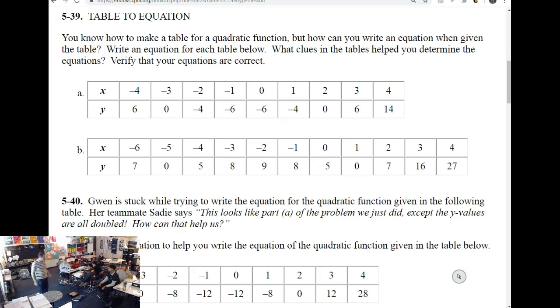Wait, we already did this. What, from the table, right, the function? Okay, so how do we do it? Okay. So, don't touch the table. This is going to be hard. You write down everything you know. You know the y-intercept. You know the two x-intercepts. So we know the x-intercepts.